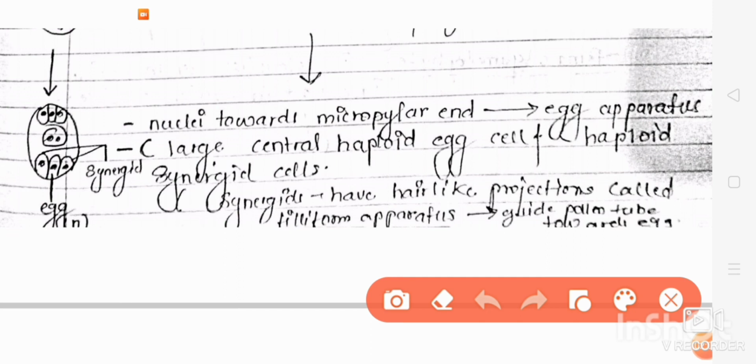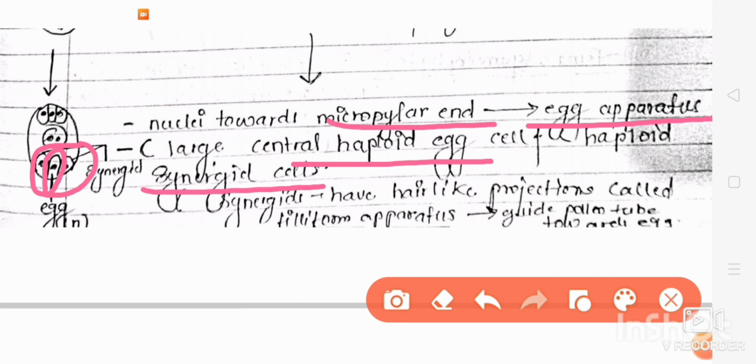Now let's see the nuclei present at the micropylar end. Micropylar end is an opening which gives entry to the pollen tube. The 3 nuclei present over there are termed as the egg apparatus. It has a haploid cell at the center termed as the haploid egg, and there are 2 haploid synergid cells. Synergids have a filiform apparatus, which is a hair-like projection, and it gives guidance to the pollen tube towards the egg so that there will be fusion between the male gamete and the egg.